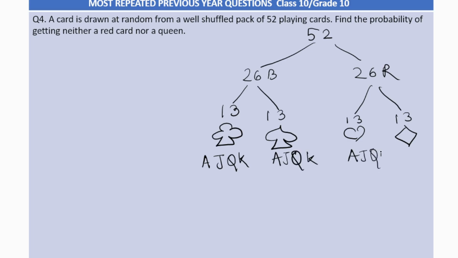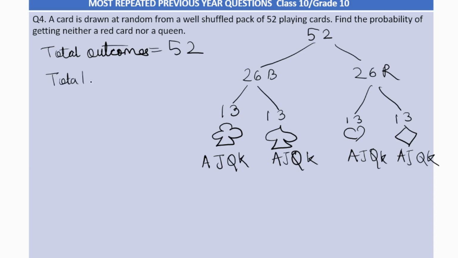And the question is asking, find the probability of getting neither a red card nor a queen card. Now, what is the total number of outcomes? Total number of all possible outcomes will be equal to 52. That is the total number of cards. Now, what will be the total number of favorable outcomes? We need neither a red card nor a queen card. That means we should get, out of these 26 black cards, our favorable outcomes will be from these 26 black cards minus these 2 queens. That will be our total number of favorable outcomes, right?